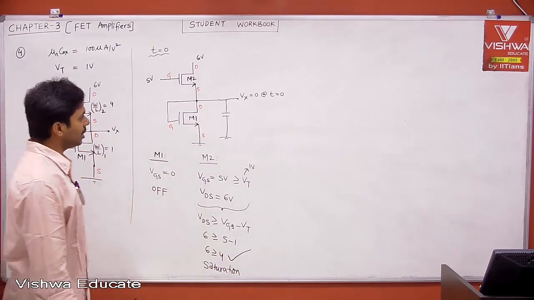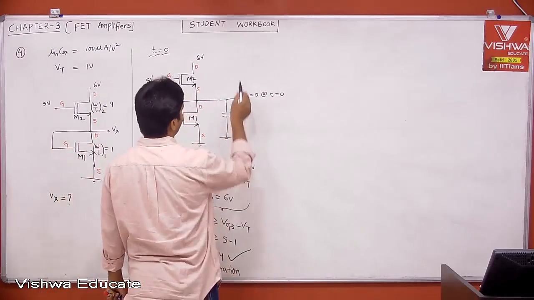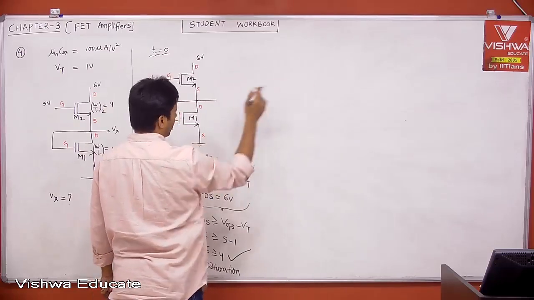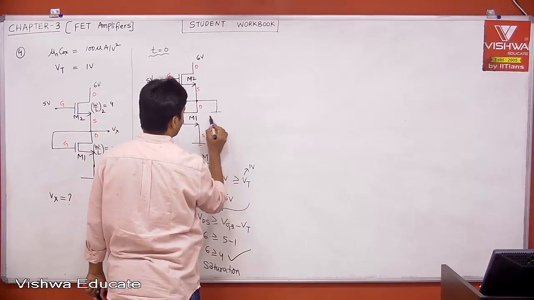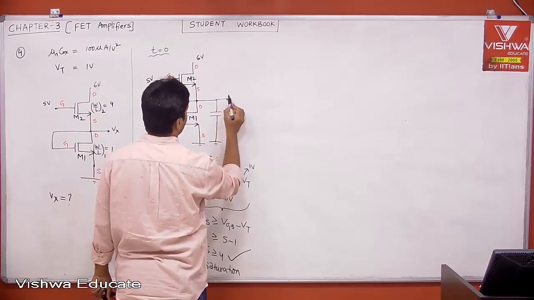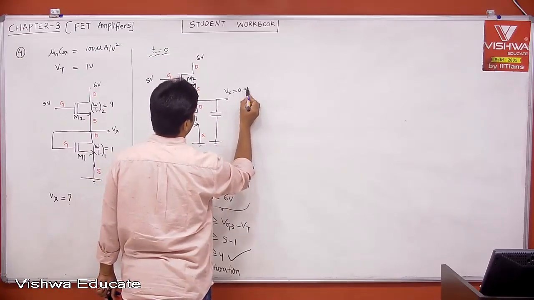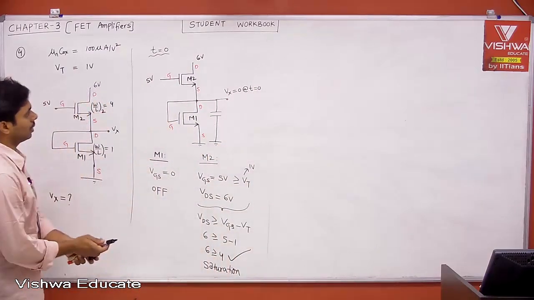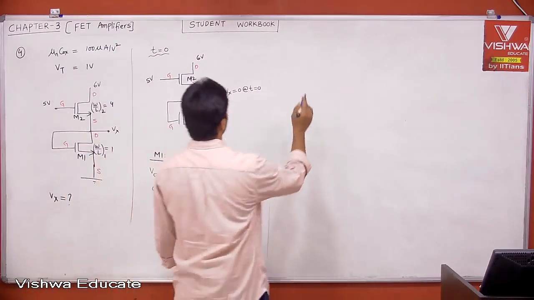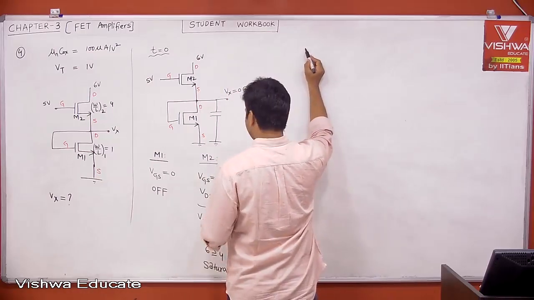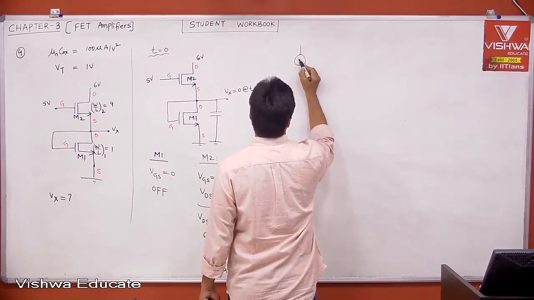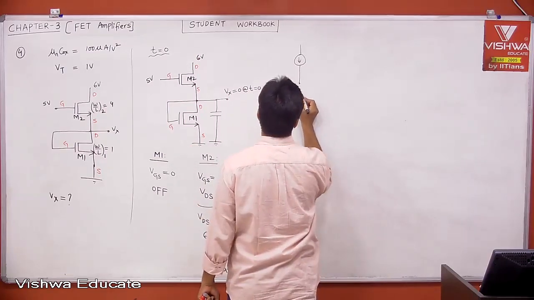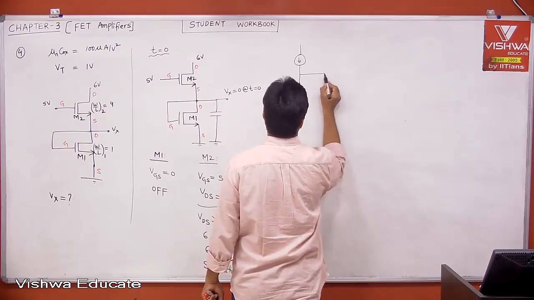Therefore, tell me, can I represent the circuit like this? This is Vx. I want space. This is your capacitor. Vx is equal to 0 at time t is equal to 0. Now, what is the equivalent circuit? The equivalent circuit is that your M2 is in saturation. Therefore, can I say it is a current source? And your M1 is off. Therefore, that is an open circuit. But we have a capacitor here.